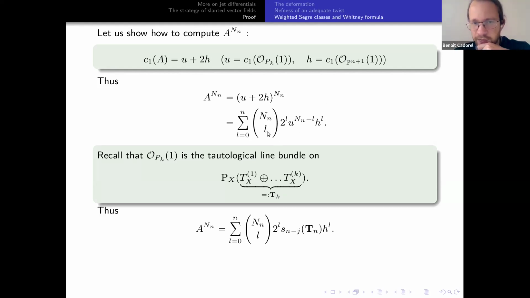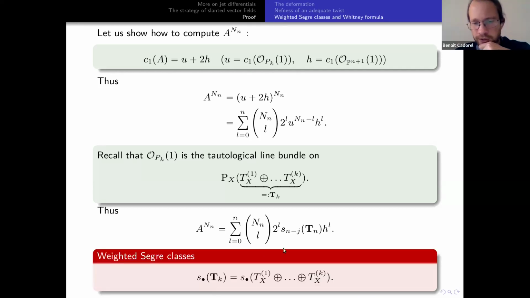And so what I claim is that in the previous computation, you can replace this U to the power n minus L times HL by some Segre class in this direct sum. So you get a way of at least describing this number. Now you have to compute it, but this will be quite easy to do using, for example, a Whitney formula. So here, this S boldface is what I call the Segre class of the direct sum Tx with weight 1, Tx with weight 2, etc., until Tx with weight k.